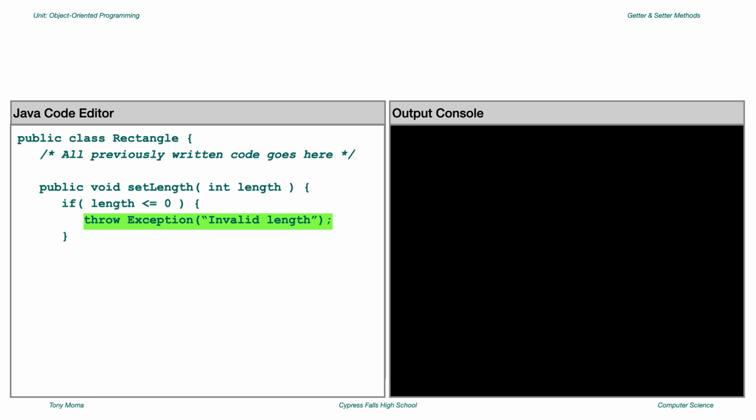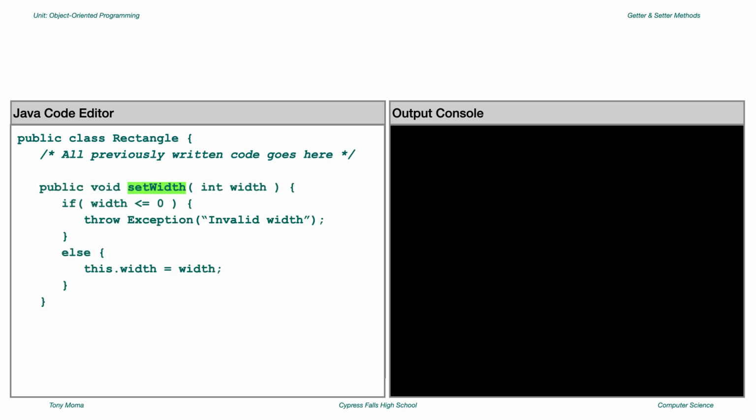Then, if the condition is false, or in other words, if the length value is valid, then we will store the parameter inside the length variable. This, combined with the fact that instance variables are private, helps to ensure that only appropriate values get stored inside the variable. And the same approach can be used for setting the width.